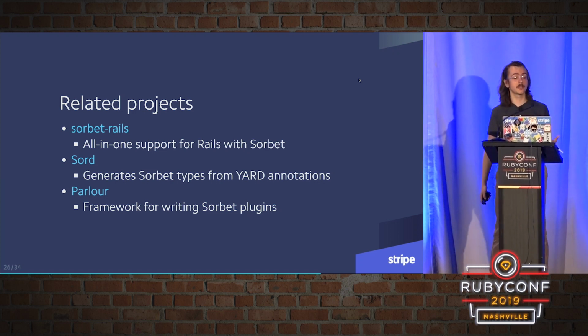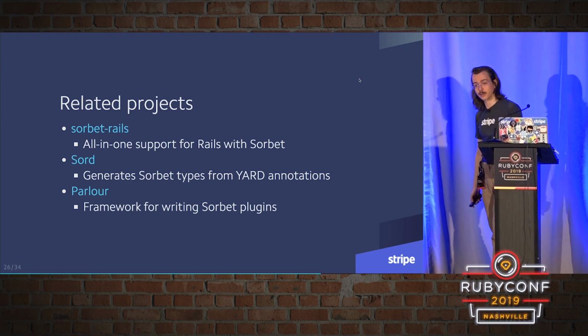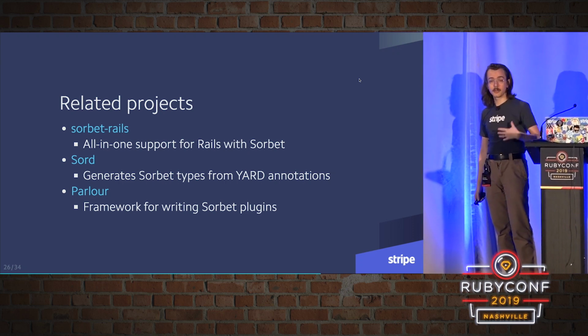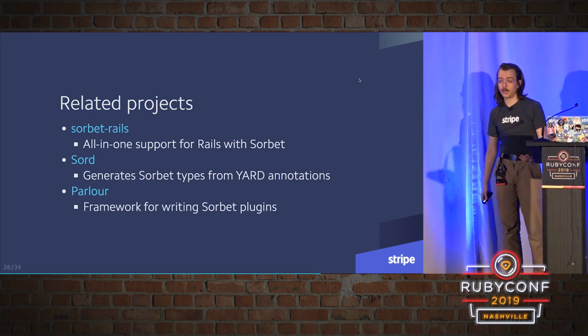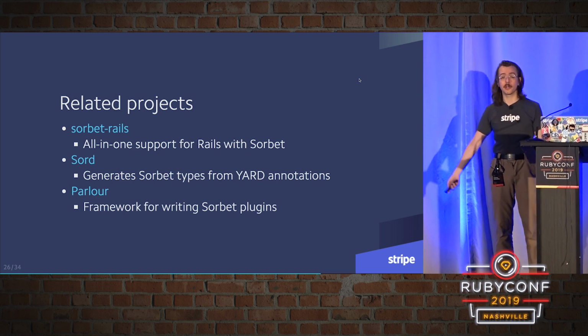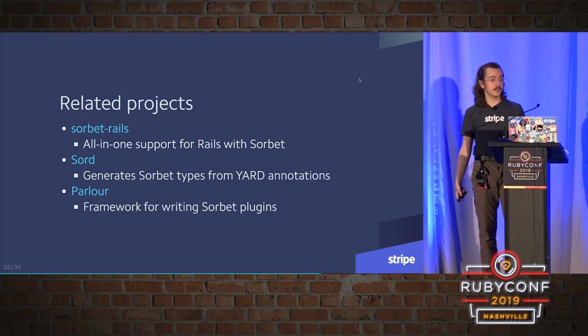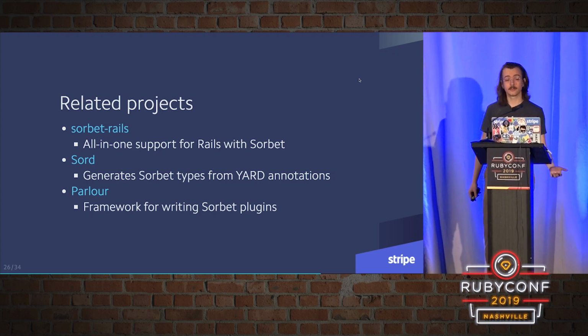The most important one probably is Sorbet-Rails. This is a project that was started by CZI, the Chan Zuckerberg Initiative. An interesting thing about Stripe: Stripe uses Ruby, but we don't use Rails. The majority of companies in the industry do use Rails. The majority of projects do use Rails. So CZI created an external extension that makes Sorbet play really well with Rails.